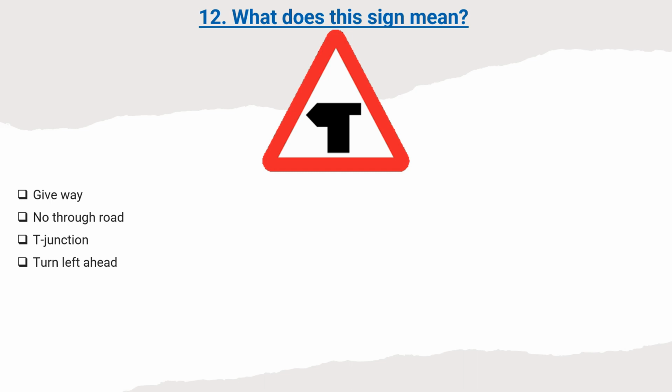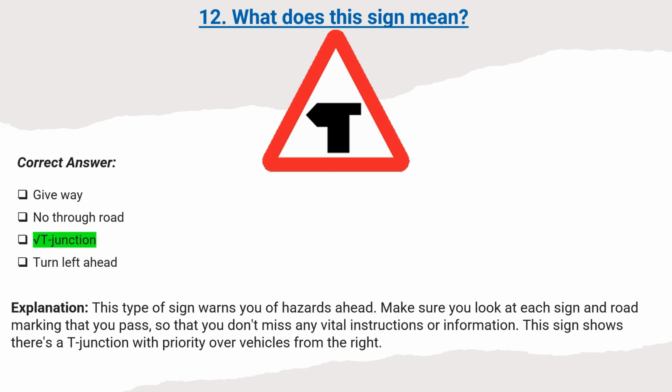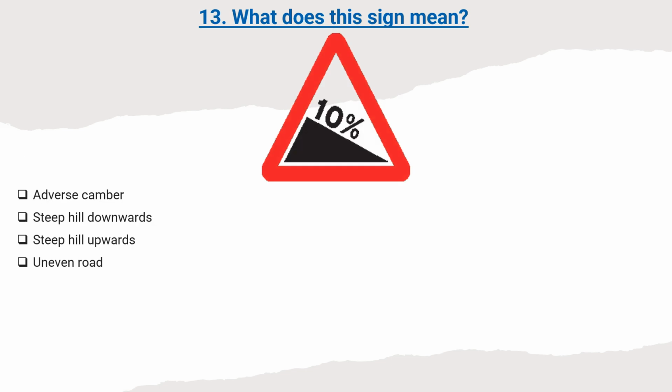12. What does this sign mean? Give way. No through road. T-junction. Turn left ahead. Correct answer, T-junction. Explanation: this type of sign warns you of hazards ahead. Make sure you look at each sign and road marking that you pass, so that you don't miss any vital instructions or information. This sign shows there's a T-junction with priority over vehicles from the right.